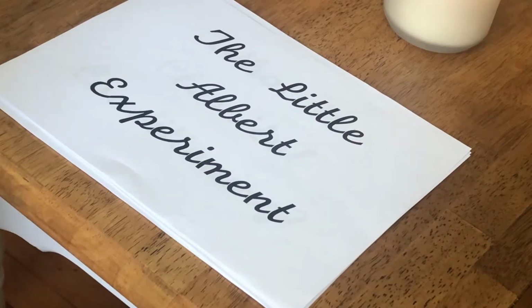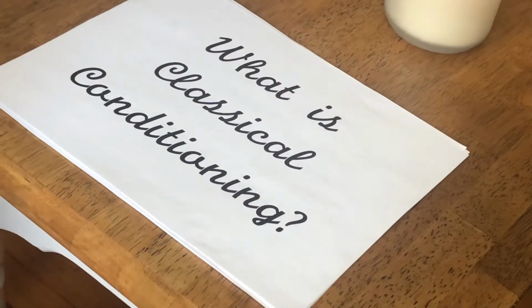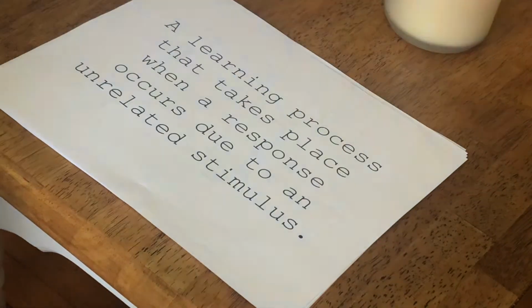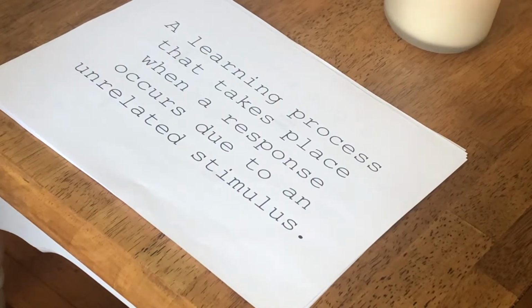Today's topic is the little Albert experiment. To understand the study, we must first understand what classical conditioning is. Classical conditioning is a learning process that takes place when a response occurs due to an unrelated stimulus.